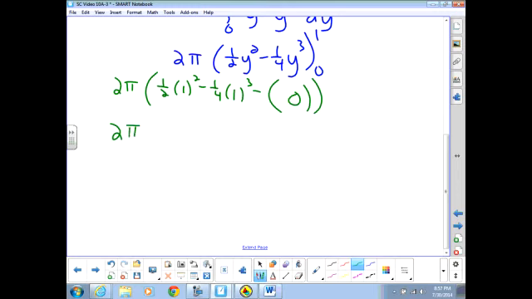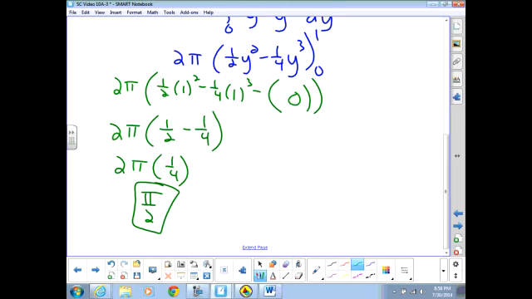So we'll have 2 pi times 1/2 minus 1/4. Well, 1/2 is really 2/4, so 2/4 minus 1/4 is a 1/4. And a 1/4 times 2 is a 1/2. So we'll get pi over 2. Now again, we saw that same problem, rotating square root of x from 0 to 1 around the x-axis and use disks. And we just showed now that you can also use shells to find that.